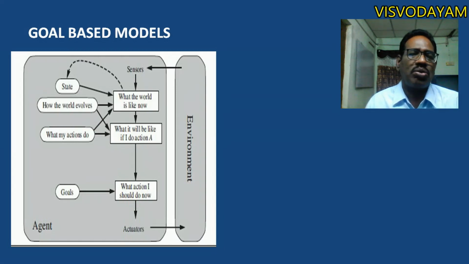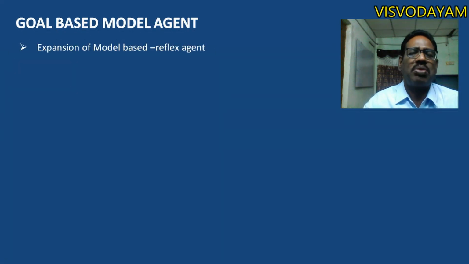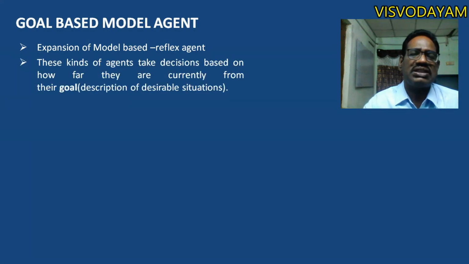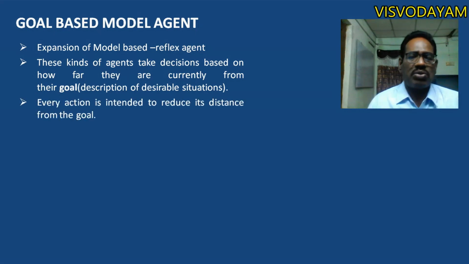This is the goal-based agent. These points we can explain. It is a model-based reflex agent, simply an expansion of the model-based reflex agent. These kinds of agents take decisions based on how far they currently are from the goal state. A goal means it will always check whether the goal is reached or not, how far it is from your destination. Whatever actions it takes will be aimed at reaching the goal state or desired state.